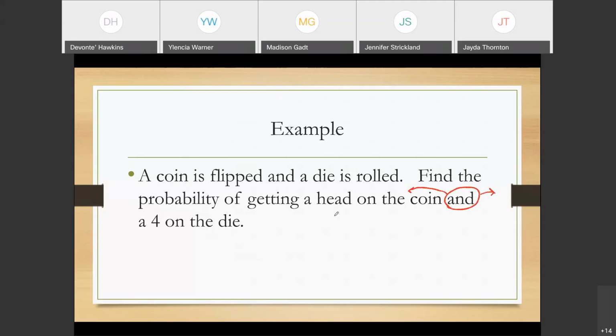So to the left, we want getting a head. So I'm going to go ahead and write this down here. So head on the coin. And then the second part is getting a 4 on the die. All right, so I know that my formula says that I'm going to do these things separately and put a multiplication in between.